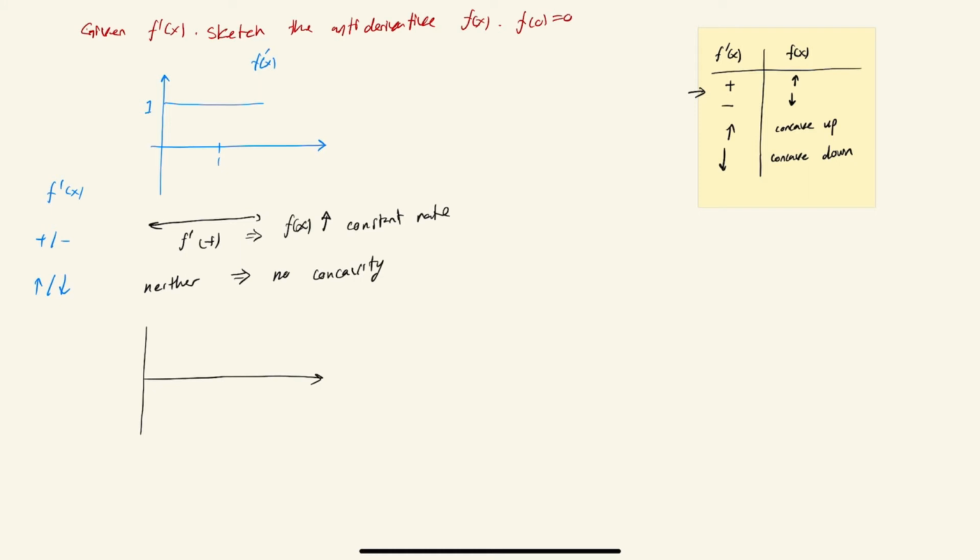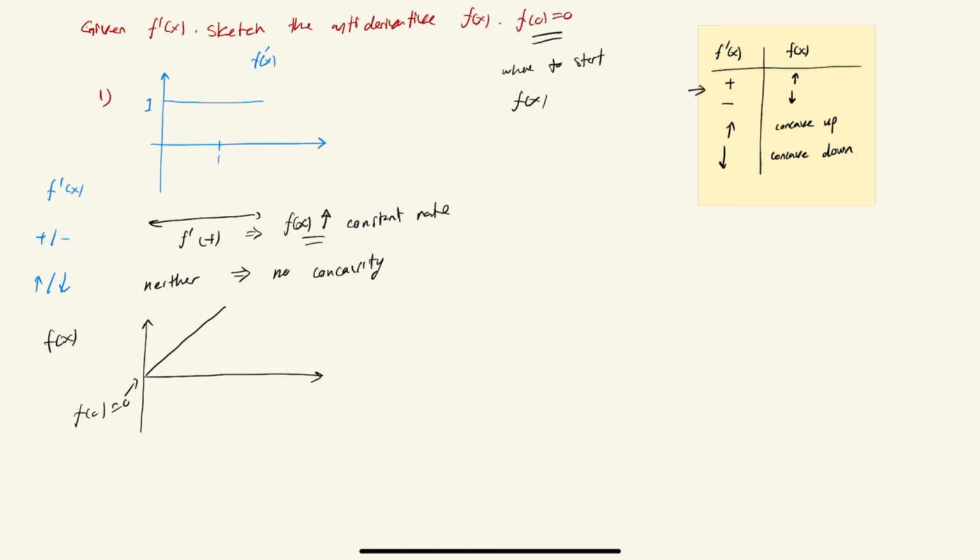Note f of x can just be an increasing function for the whole interval. Note we are given f of 0 equal to 0. That tells us where to start graphing our antiderivative. So here we're going to start at the origin. Again, f of x is going to be just an increasing function. Note here the slope of this function is going to be equal to 1.